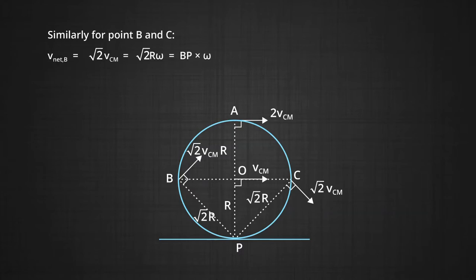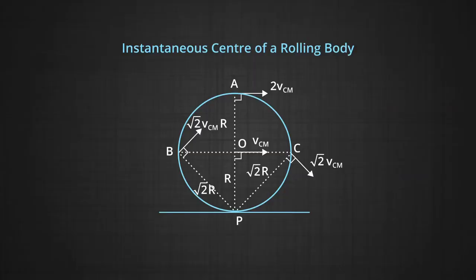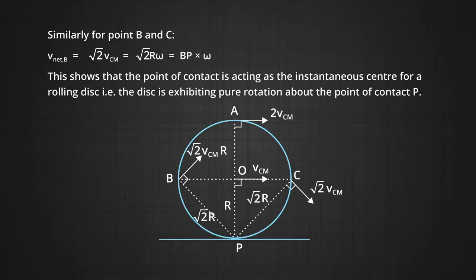We can find out using Pythagoras theorem that the distance BP can be written as root 2 times r. Therefore, the net velocity of point B can be written as BP into omega. Also, one can work out that the velocity at this location is perpendicular to the segment joining the point of contact P and the points on the disk, B or C. This shows that the point of contact is actually acting as an instantaneous center for a rolling disk. That is, the disk is exhibiting pure rotation about the point of contact P.